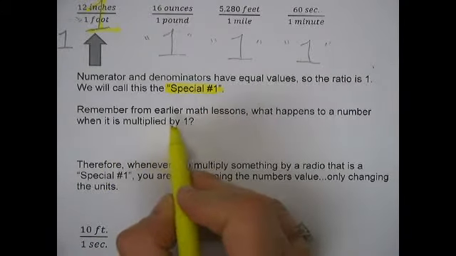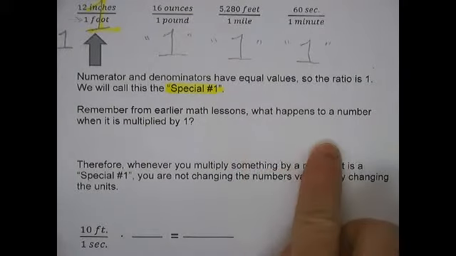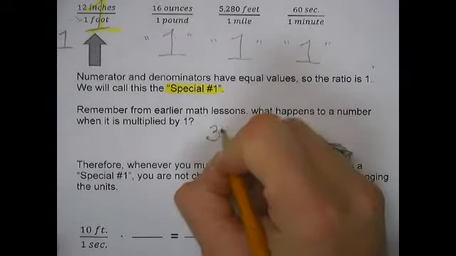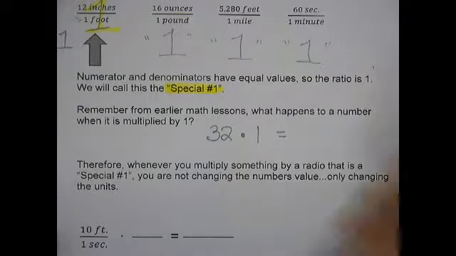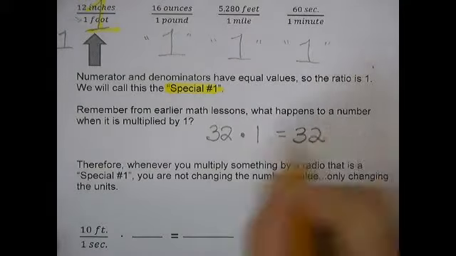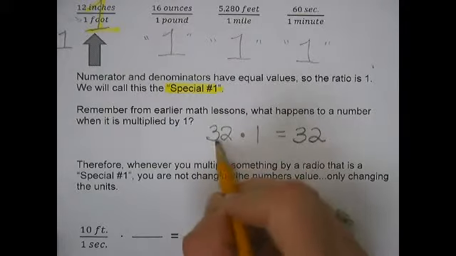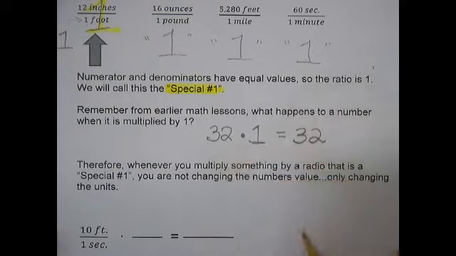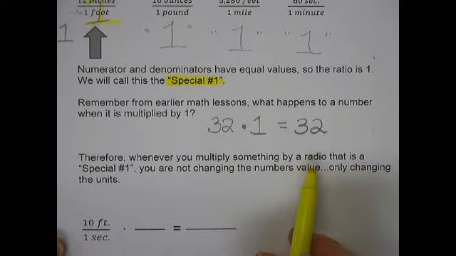So now if you look down here, remember from earlier math lessons, what happens to a number when it's multiplied by 1? I'd like you to come up with an example to illustrate the answer to that question. Well, I'm going to use my very favorite number, 32. When I multiply it by 1, what happens to 32? Absolutely nothing. Its identity does not change.